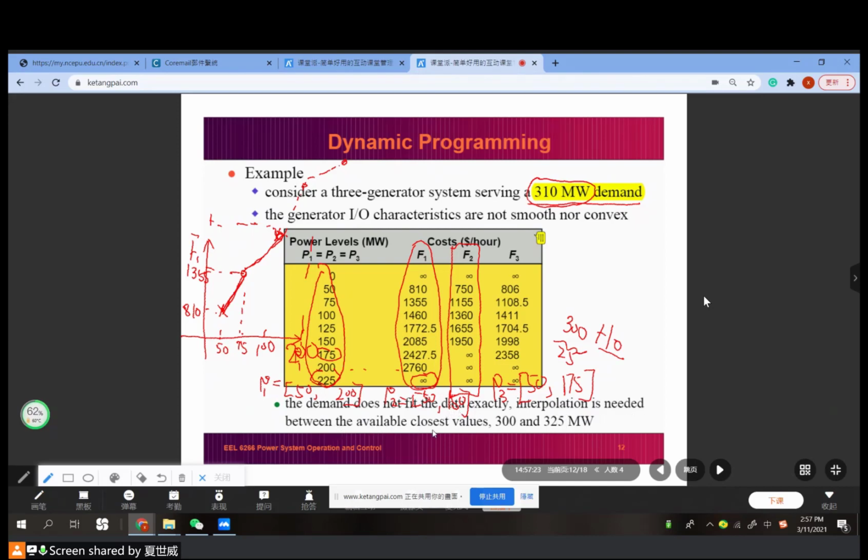Interpolation is needed between the available cost values, the closest values 300 and 325. We can easily calculate 300, or we can easily calculate 325. But for 310, I have to handle it carefully, because it's not in the data, because the step is 25, you see. Let's continue.